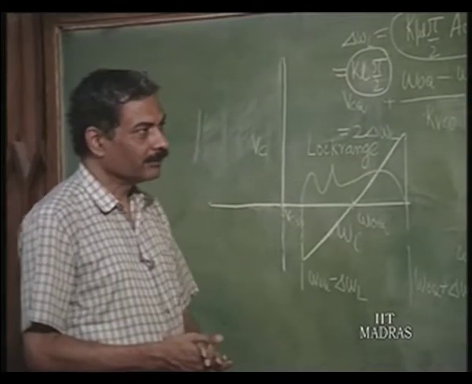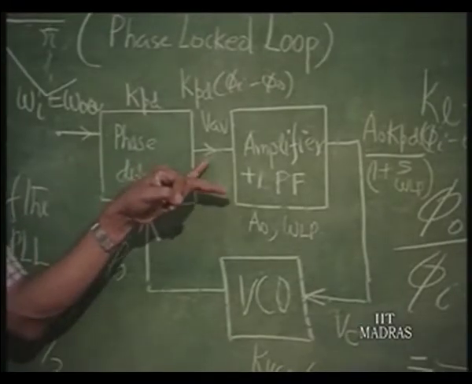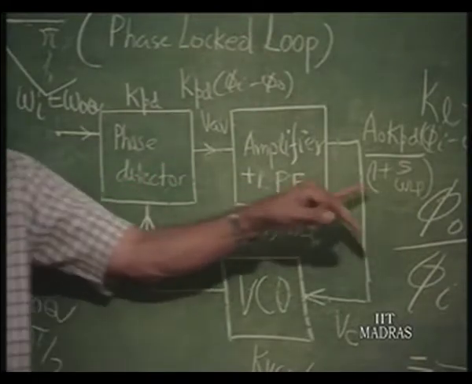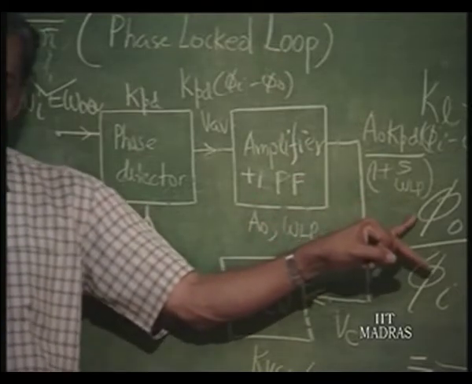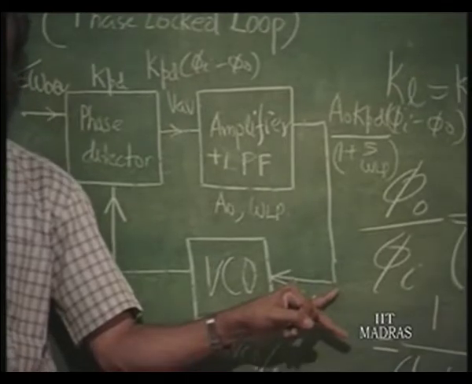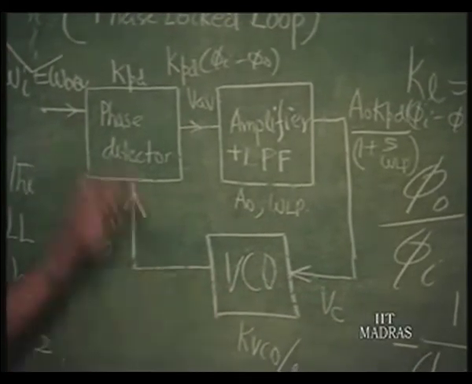Now, when omega I is close to omega naught q, such that the low pass filter cutoff frequency omega LP is permitting something to appear here, then this will start responding to the input.